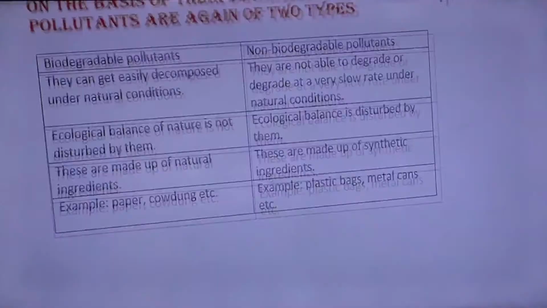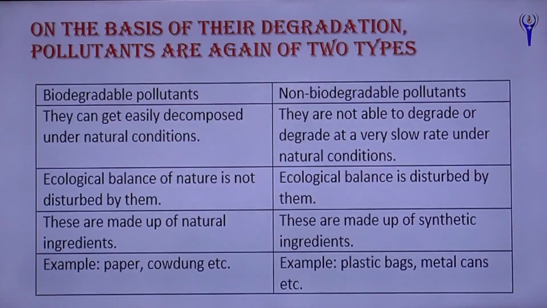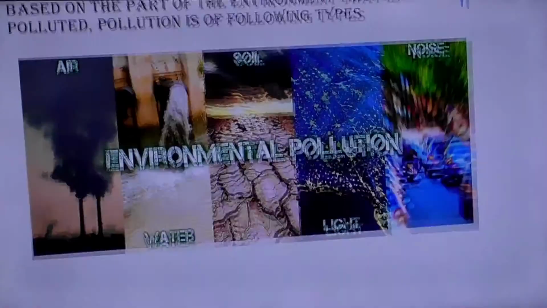On the basis of degradation, pollutants are of two types, biodegradable and non-biodegradable. Biodegradable means they can be easily decomposed under natural conditions itself, whereas for non-biodegradable, the degradation rate is very slow or it doesn't happen at all. The ecological balance of nature is not disturbed by biodegradable pollutants, whereas here the ecosystem is disturbed. Biodegradable pollutants are made up of natural ingredients, and these are synthetic ingredients which are man-made. Examples for biodegradable are paper and cow dung, whereas for non-biodegradable they are plastic bags, metal cans, etc.